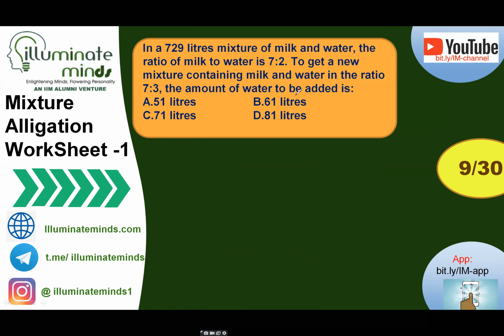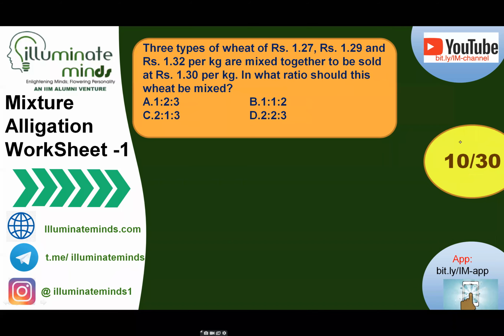Okay, fine. So let's move to the next question. Question number 10. Now, this is a typical case where three things are being added. So, three types of wheat 1.27, 1.29, and 1.32 per kg are mixed together to be sold at 1.30. Okay, so 1.27 is one, 1.29 is another, and 1.32 is the third. And what we need to achieve is 1.30.